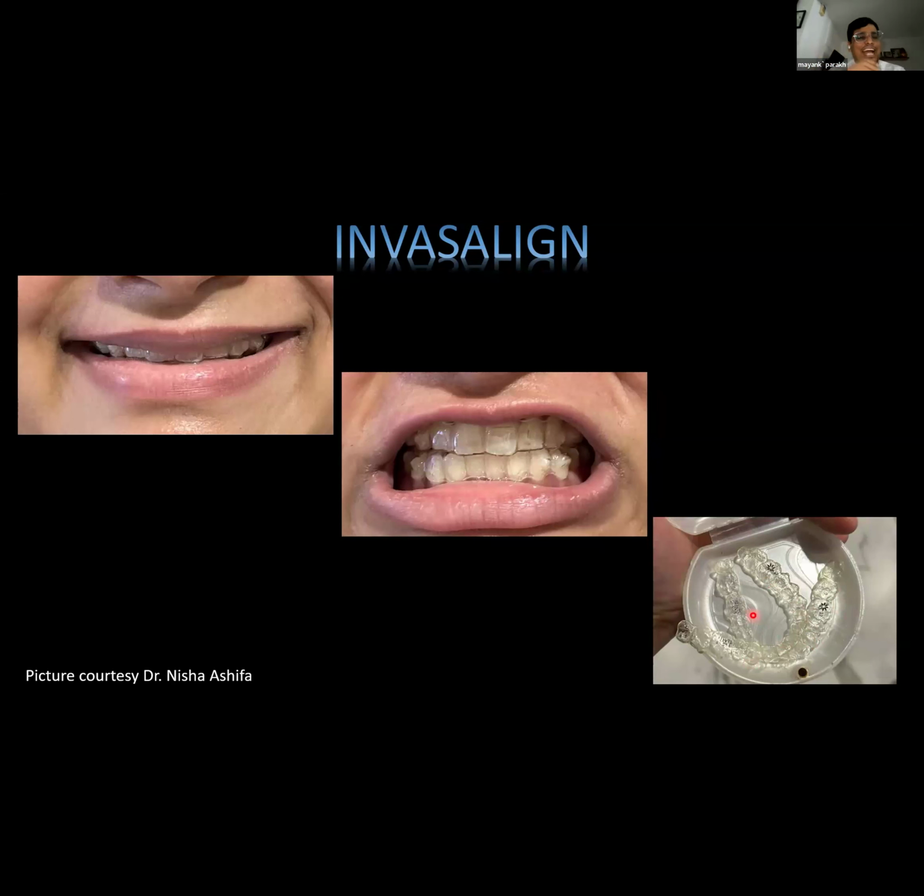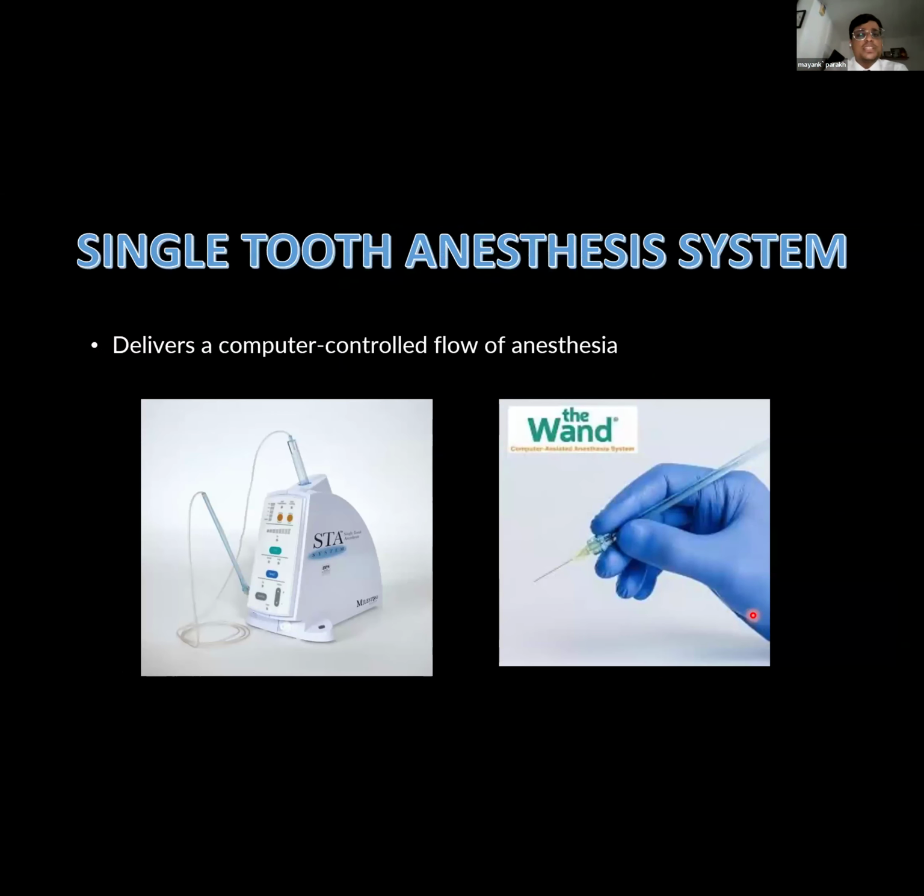For these aligners, a scan is made and sent to the US. These aligners are printed and sent to us by shipment. And then this kind of treatment is done so that the final end outcome is as aesthetic as we desired initially. Now, something that is currently picking up significantly is the single tooth anesthesia system.